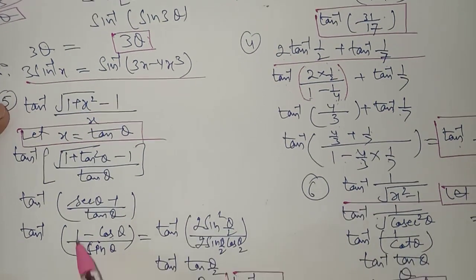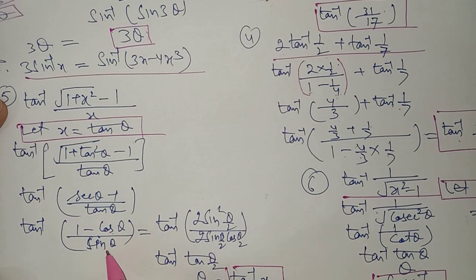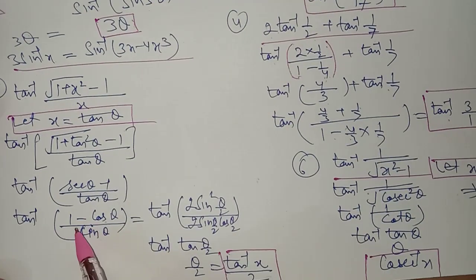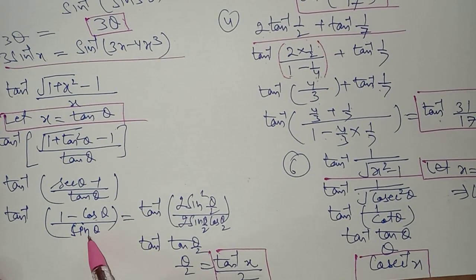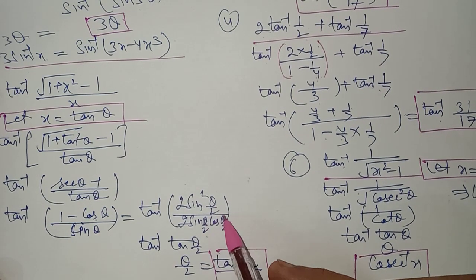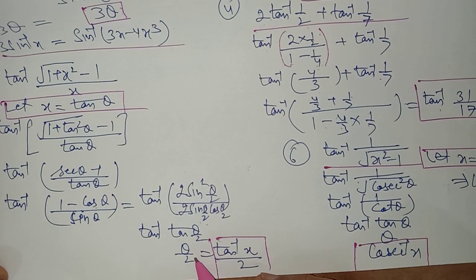Converting into sine and cos, which is 1 upon cos minus 1 upon sine upon cos, which will give 1 minus cos theta upon sine theta. Now use the identity for 1 minus cos theta, which is equal to 2 sine square theta by 2. Sine theta identity is 2 sine theta by 2 cos theta by 2. Simplify, you are getting tan theta by 2. So tan inverse tan theta by 2 will be equal to theta by 2.